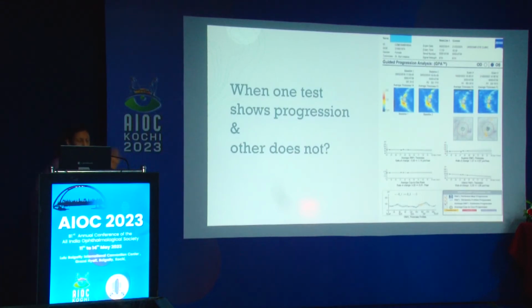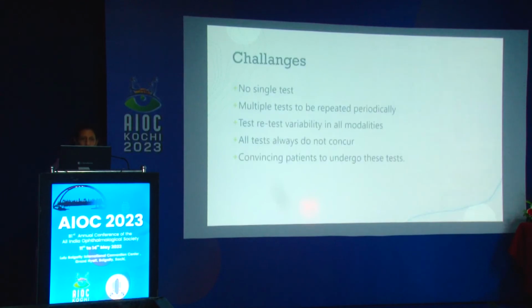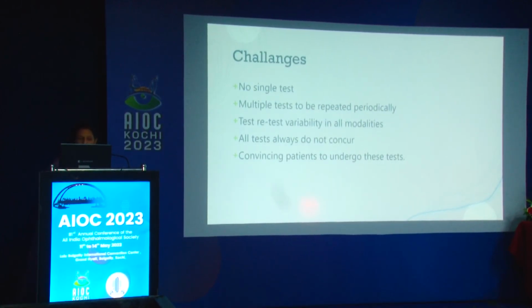But to date, most of us glaucoma specialists rely more on disc photographs. Perimetry is considered the hallmark. So maybe you may alter treatment based on this, but you may not make surgical decisions based on just OCT progression. So the challenges again are, there is no single test which tells you progression, multiple tests have to be repeated periodically as a discipline, test retest variability across all modalities, and all tests do not concur always. And that's when perimetry and disc photographs take precedence over OCT.